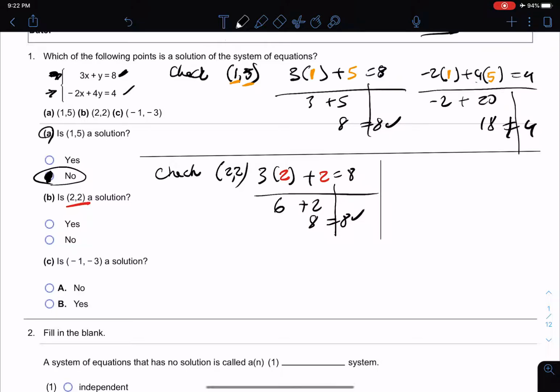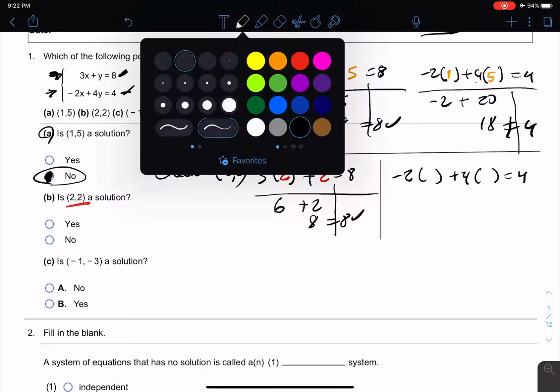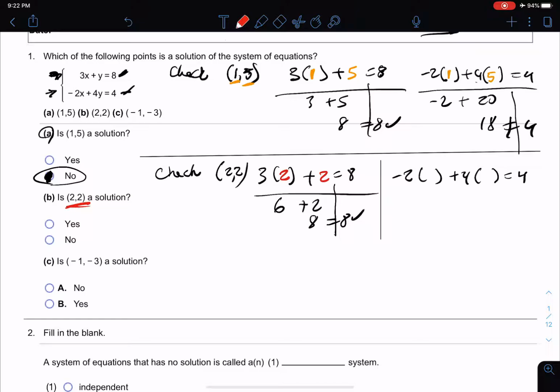Let's see what happens on the next. Next equation is the second equation in our system. Negative 2 times x plus 4 times y equals 4. So I'm checking, is 2, 2 going to work for this one? It already worked for the first equation. Is it going to work for the second equation? Negative 2 times 2 is negative 4, and 4 times 2 is 8. And it turns out that negative 4 and 8 makes positive 4, which is exactly what we need. So yes, 2, 2 worked for both. And so 2, 2 is, yes, a solution.